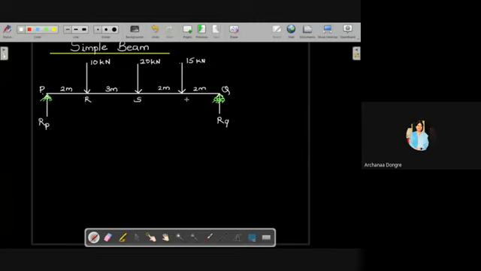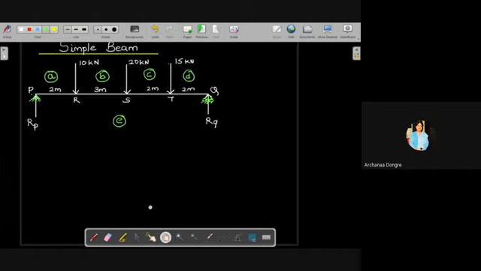Now let's see what is the space between R and S. We have to see it like this, from reaction to the load. Let's name the space as A. Let's name the space between R and S as B. Let's name the space between S and T as C. Let's name the space between T and Q as D. Let's name the space between Q and P as E. So let's do this initial part.